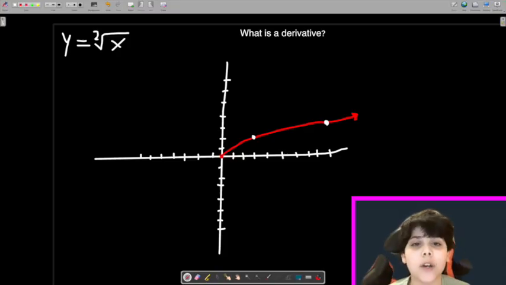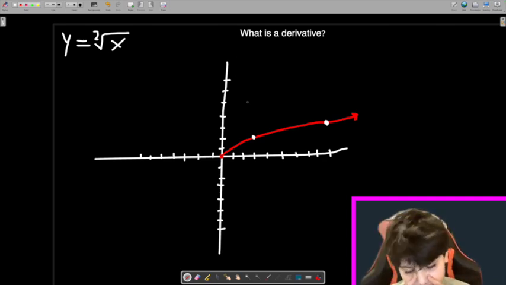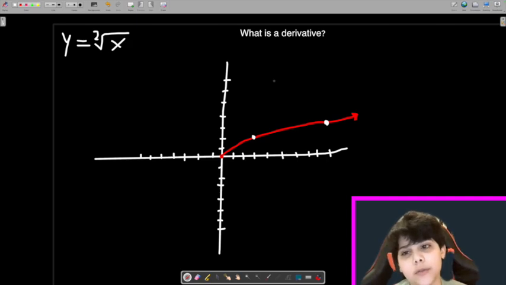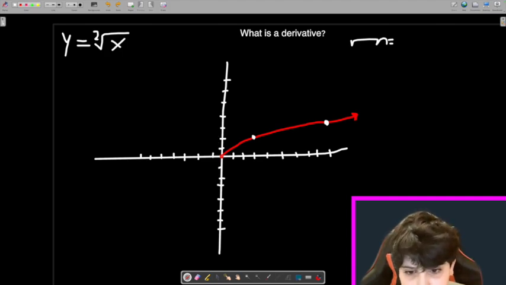Today we will talk about what a derivative is. Knowing linear algebra, you probably already know how to get the slope. That is m, and m is the rate of change. For example, you see this curve? It goes up at a pretty steady rate.